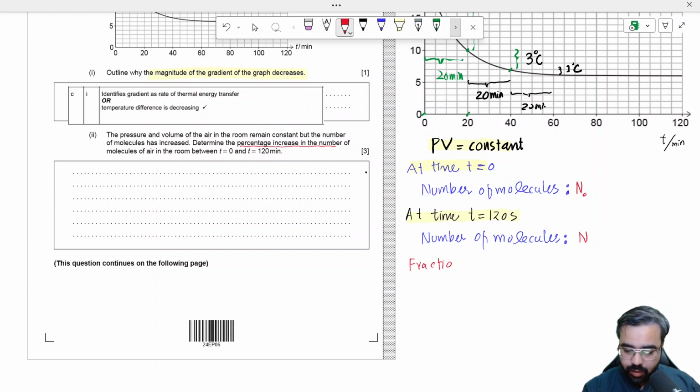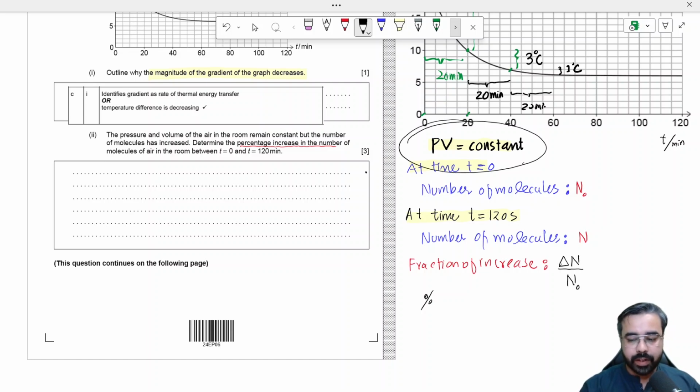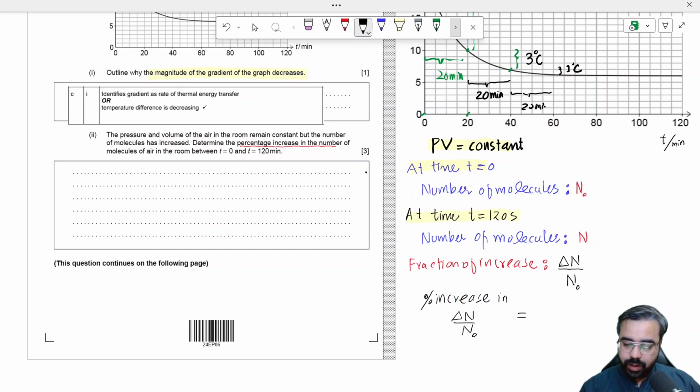The fraction of increase we can write as delta n, the change in number of molecules, divided by the total number of molecules in the beginning, right? And for the percentage, you have to multiply by 100%. So first of all, we are making our understanding of what we need to calculate, and then we will use an equation to calculate that specifically. When we get this fraction, we will multiply it by 100% to get the percentage. So remember how we can calculate this.